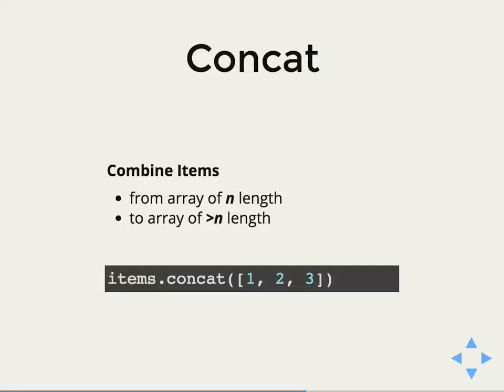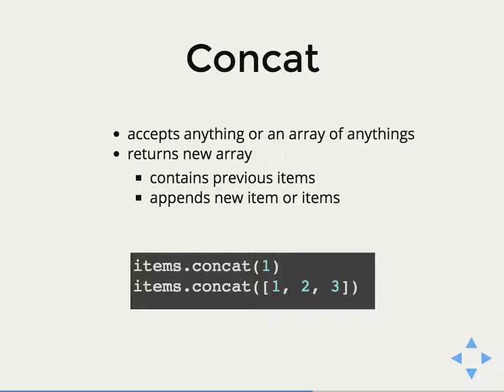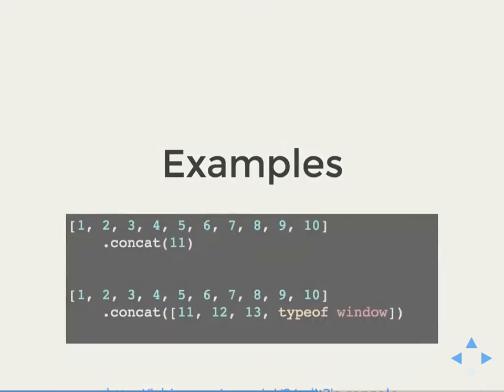So concat combines items into a new array. The rules are you start with an array and you end up with a larger array. It creates a new array from the items in the original array plus the items in the argument. And if the argument coming in is also an array, it will shallow flatten that. So let's take a look at an example to illustrate how that works.